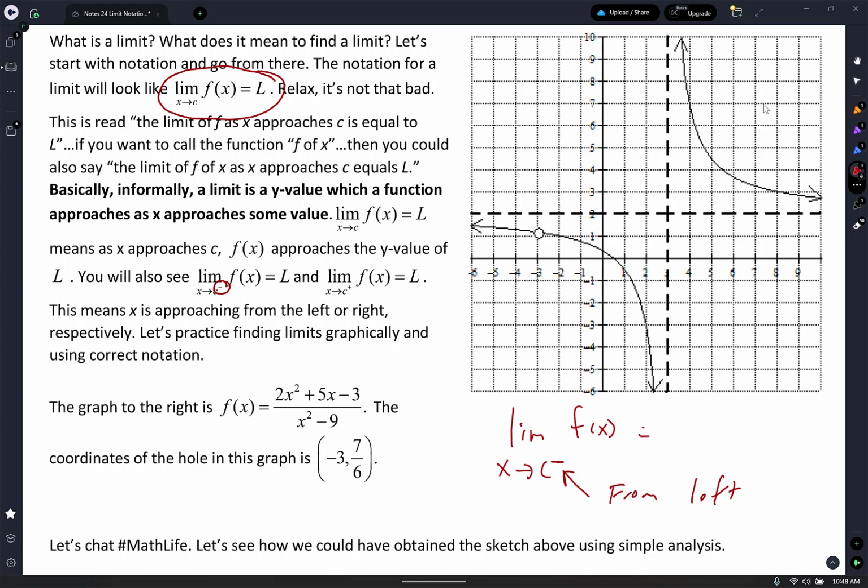If you see a little plus symbol on the upper right-hand corner, that means you're approaching from the right. Notice it has an x with an arrow, so that means as the x value approaches from the right. Does that make sense, guys?